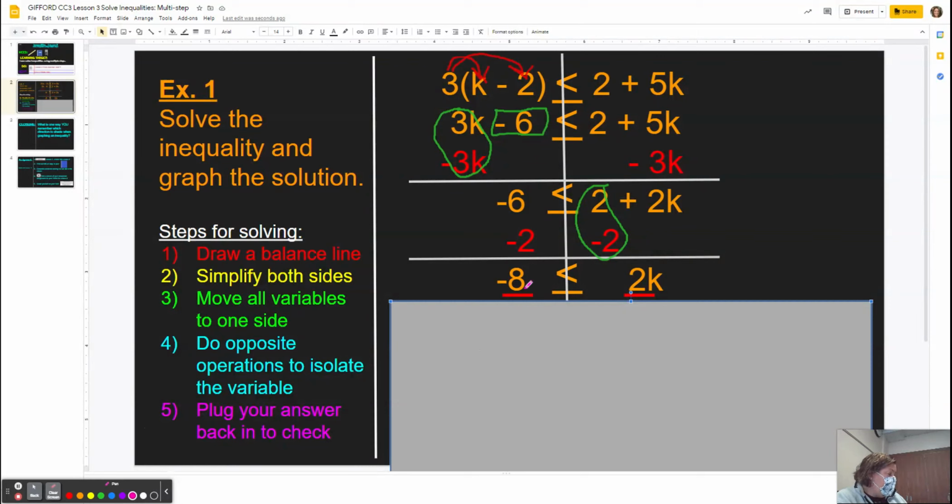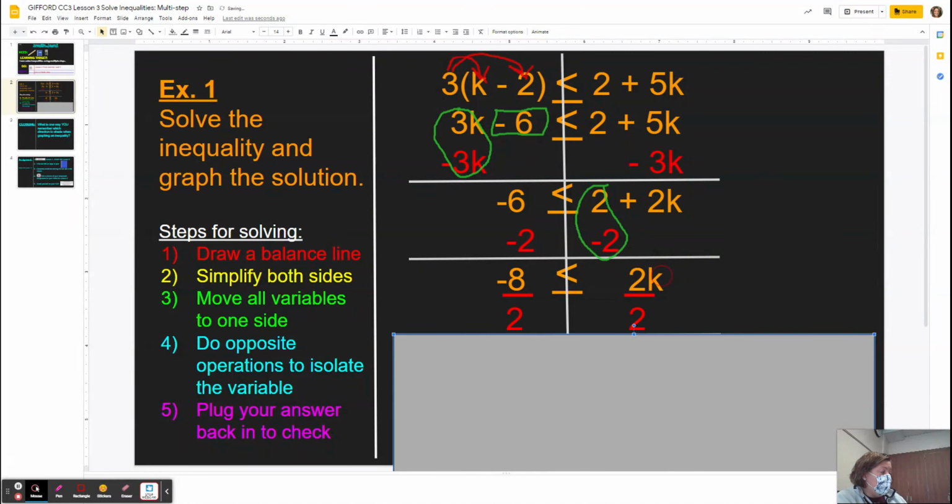All right, and I've already given it away. Our next step is to divide. What are we going to divide by? Yes. And again, we want to divide by 2 because we need to get that k to be plain and by itself.